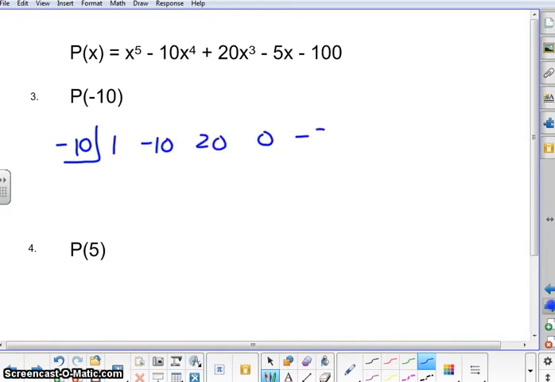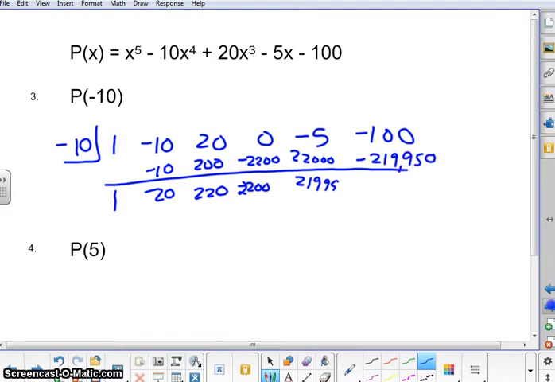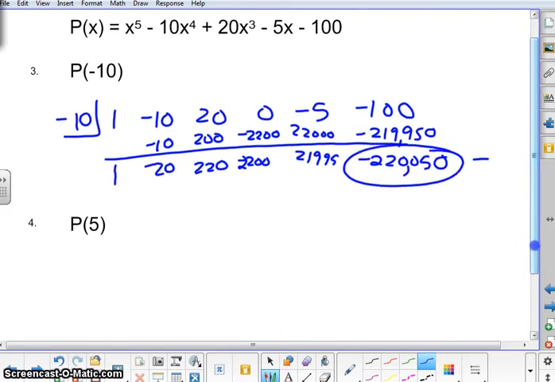All right, so here we go with the coefficients. We have the case of the missing term once again. And then if you drop that first one, you're going to multiply and get -10, then -20, 200, 220, -2200. I'm going to start writing small because my numbers get a little crazy. And then 22,000, 21,995, -219,950 for a final function value of 220,050. All right, so function value, FV for short.